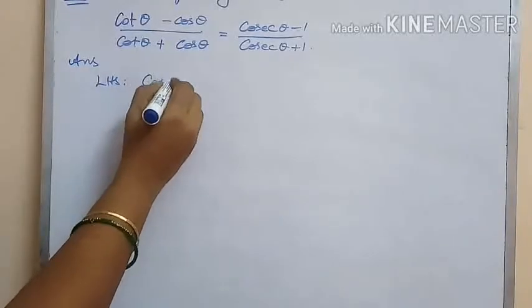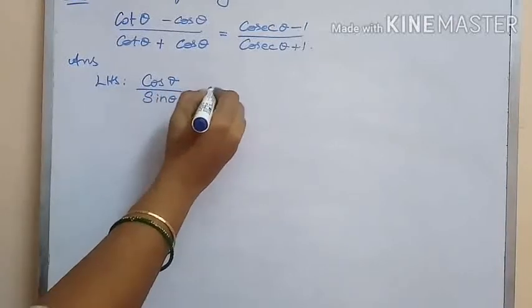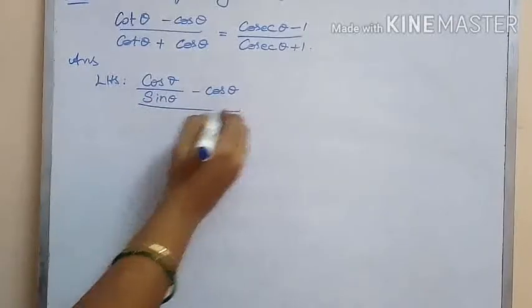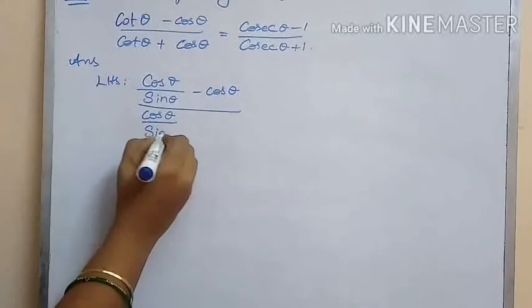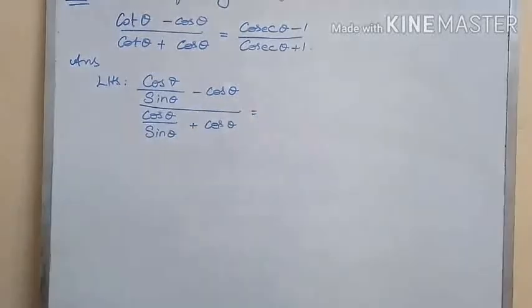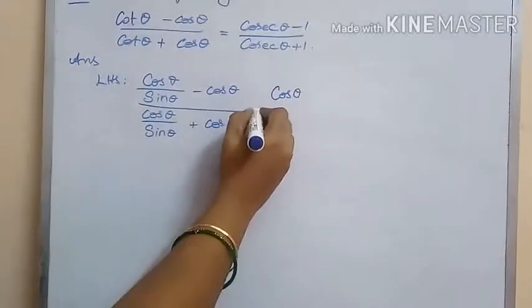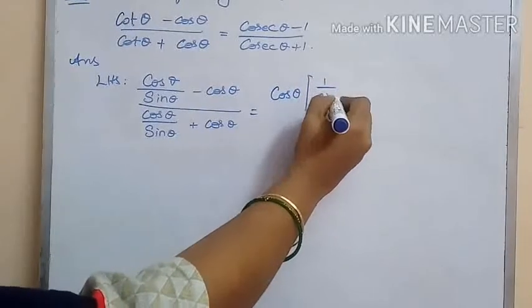The next problem is cot theta minus cos theta by cot theta plus cos theta is equal to cosecant theta minus 1 by cosecant theta plus 1. We can write cot theta as cos theta by sin theta minus cos theta by cos theta by sin theta plus cos theta.